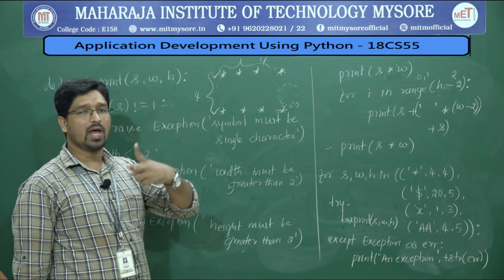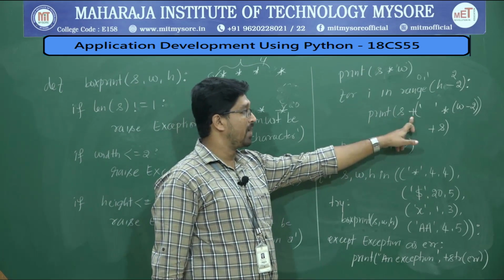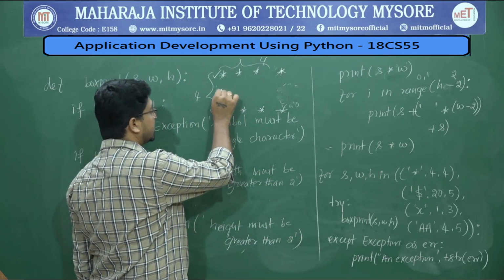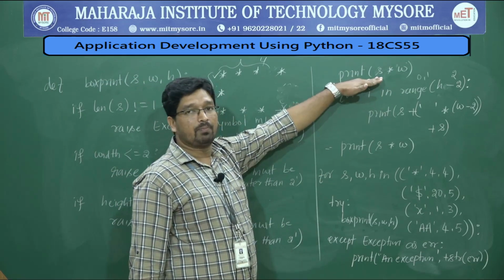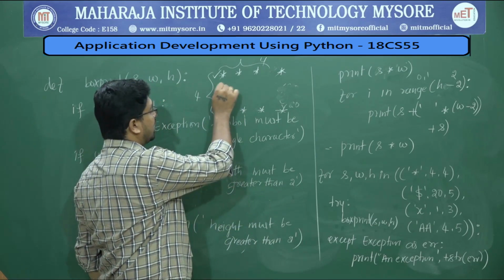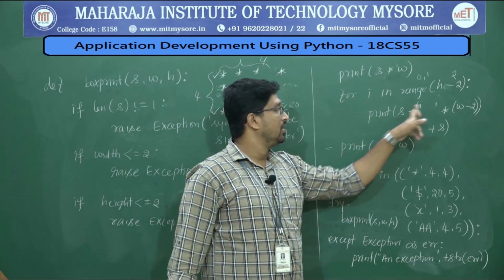Means 0 means 2 characters will be printed. Next, print the symbol plus. Print the symbol means first we will print the symbol here. Once the top row gets printed, next we are going to print the next particular row. So star. So I am trying to print the symbol.